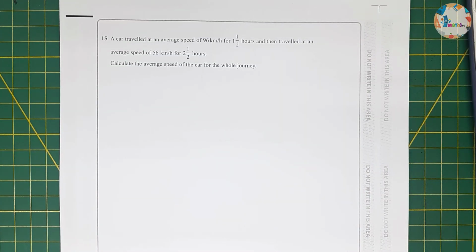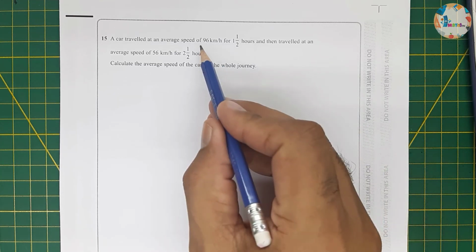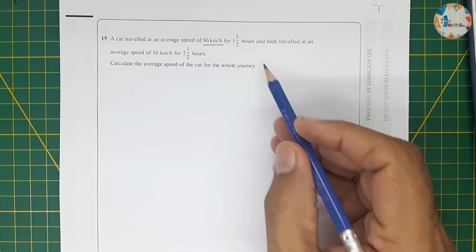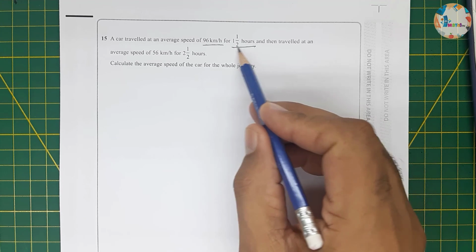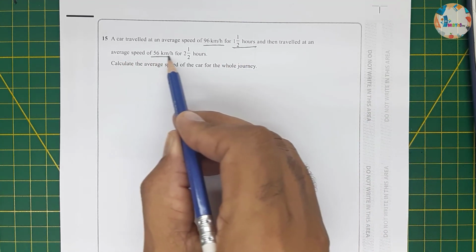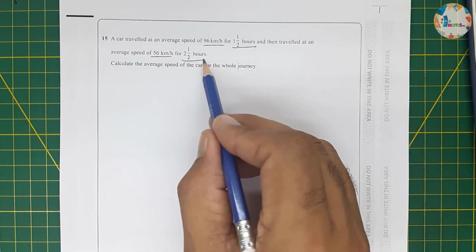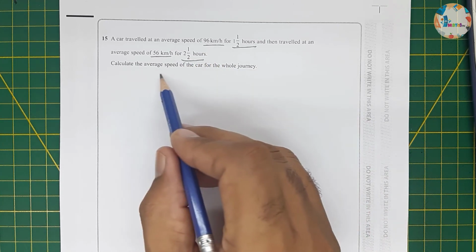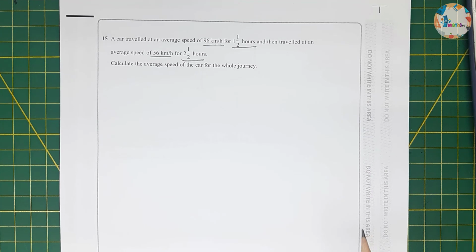Now this is question number 15. A car traveled at an average speed of this many kilometers per hour for 1.5 hours, and then traveled at an average speed of 56 km per hour for this much time. Calculate the average speed of the car for the whole journey.